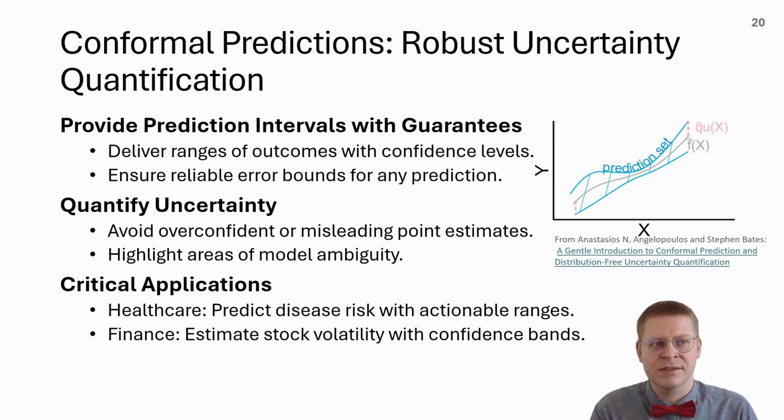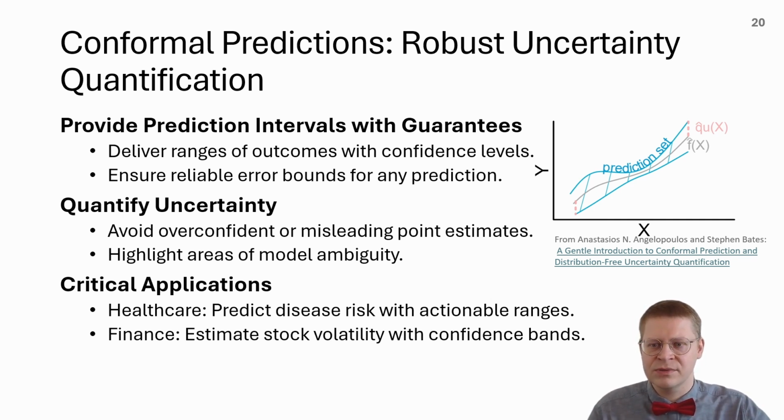This is especially useful in risk-sensitive domains like healthcare, where a wider interval might indicate uncertainty in a patient's diagnosis, prompting further tests, or in finance, where confidence bands on stock prices guide safer investment decisions. By addressing uncertainty, conformal predictions not only make models more interpretable, but also provide greater trust in the outputs.